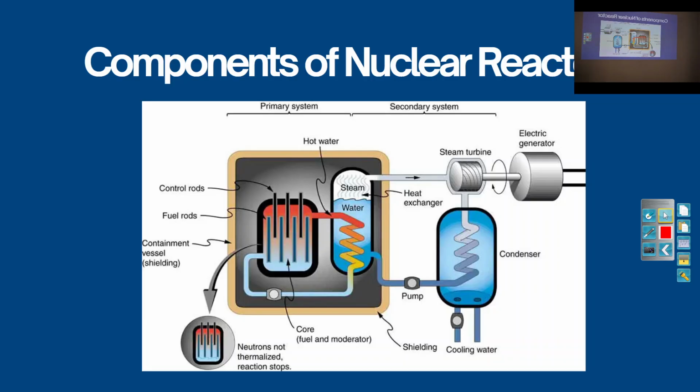Then we have control rods. They are made up of materials that readily absorb neutrons, and for example cadmium is mainly used as control rods.